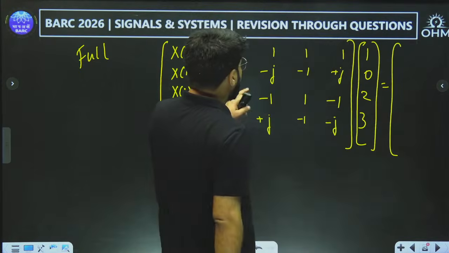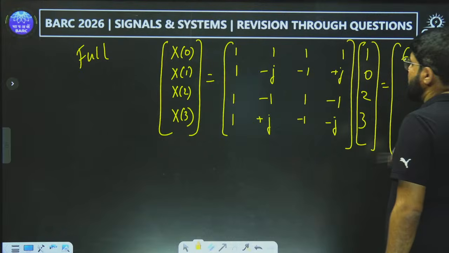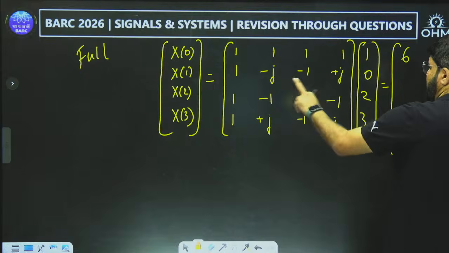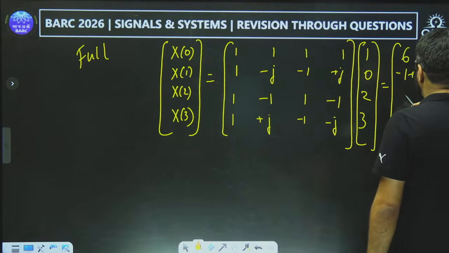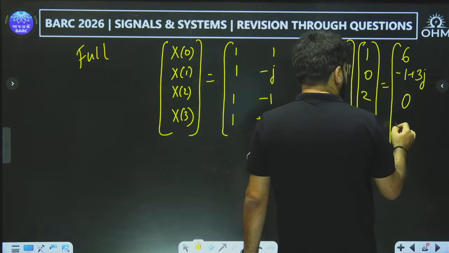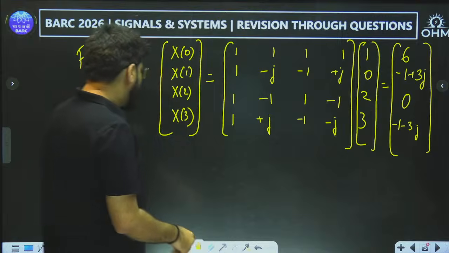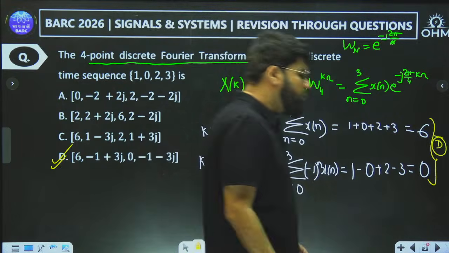Now when you multiply, you see the result here. First row: 1 plus 0 plus 2 plus 3, that is 6. Then second row: 1, 0, minus 2, plus 3j. So 1 minus 2, minus 1 plus 3j. Then third row, alternate plus minus, that anyway we solved, 0. And the fourth is nothing but the conjugate of the second, so minus 1 minus 3j. This is the full calculation, and that is why minus 1 plus 3j and minus 1 minus 3j have come. But that was not required, I am telling you.